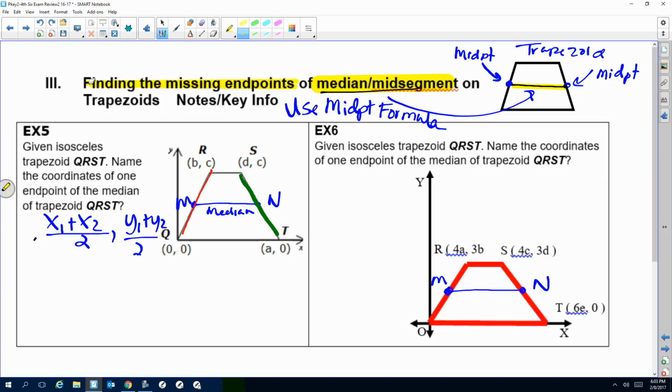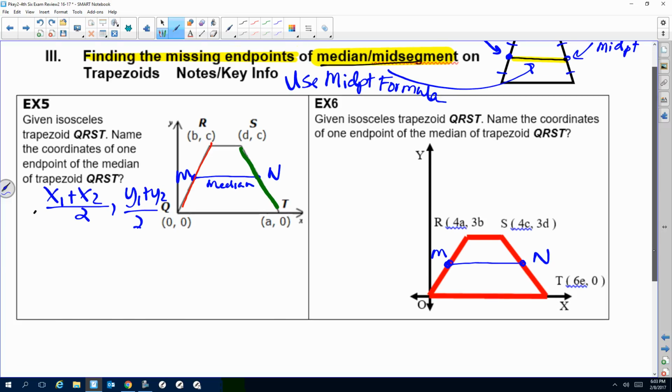Now, I drew an example of what a median is. This highlighted segment here, connecting the two midpoints of a side. Sometimes they don't put these tick marks to show you it's a midpoint, but it has to be if it's a mid segment or a median. And we're going to have to use the midpoint formula to do that.